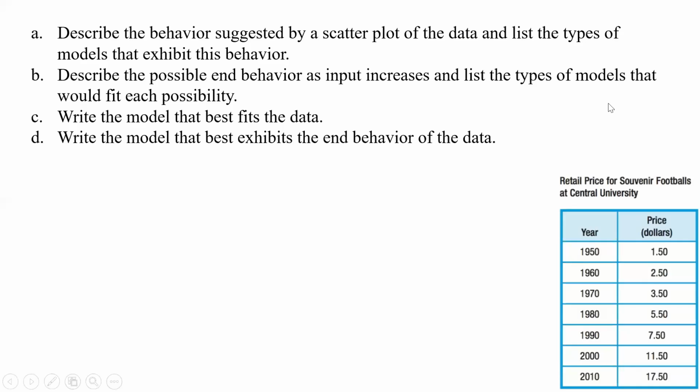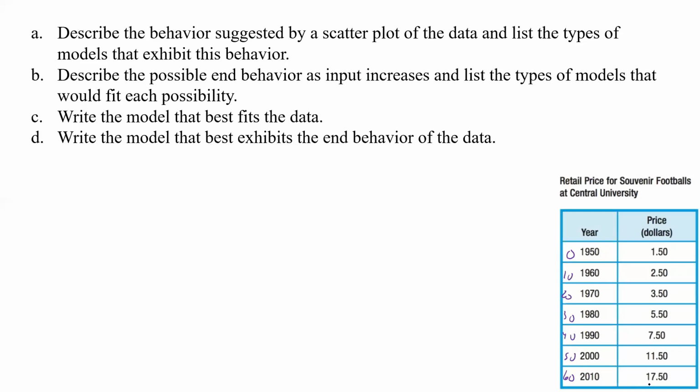Okay, we're back. So this time we're looking at the retail price for souvenir footballs at Central University. And so we have years, and then we have the price in dollars for those footballs. Now, because of years, we're going to have to align our data. So that will be 0, then 10, 20, 30, 40, 50, 60. And so what are we thinking about here? We describe the possible end behavior as input increases. Well, as the years go by, it keeps going up. And so what does the price do?